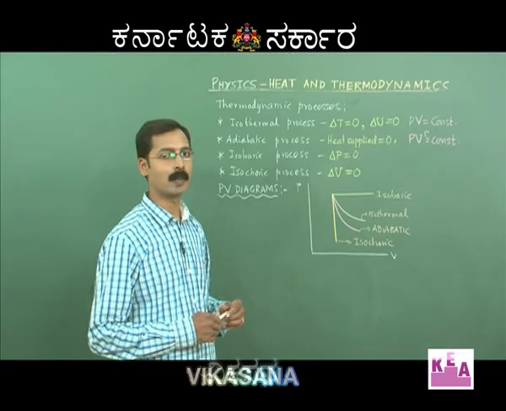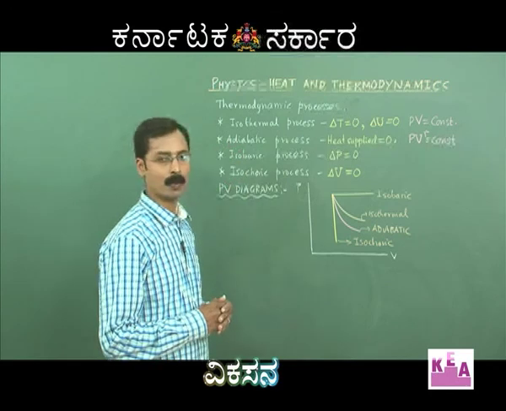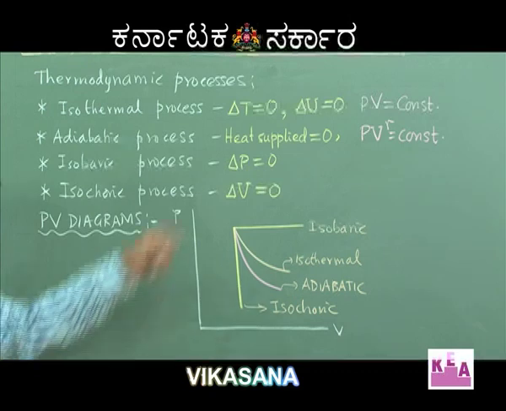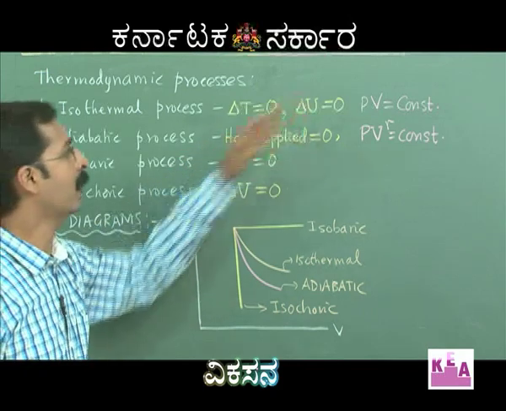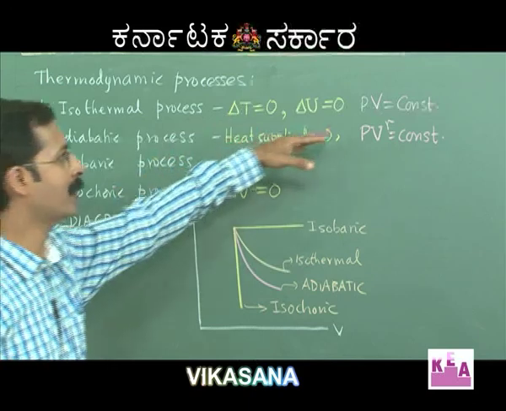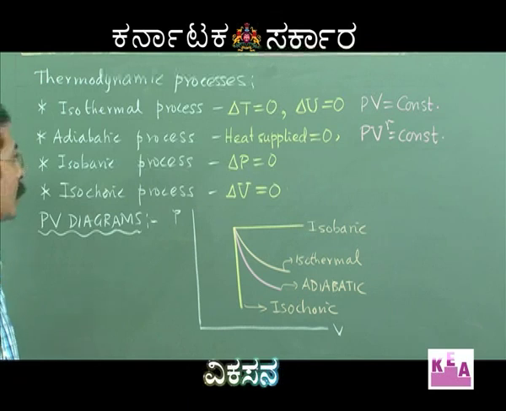Now, let us discuss some important thermodynamic processes. The first process is the isothermal process. An isothermal process is a process in which the temperature does not change. The temperature of the system remains constant, therefore delta T, that is change in temperature, is 0. Therefore, change in internal energy for an isothermal process is also 0. An isothermal process obeys the relation pressure into volume equals constant. For an isothermal process, always pressure into volume is a constant.